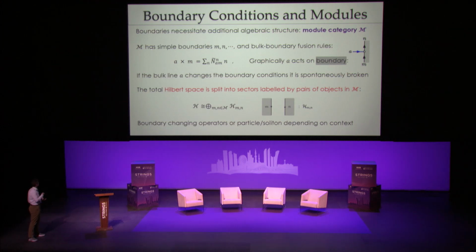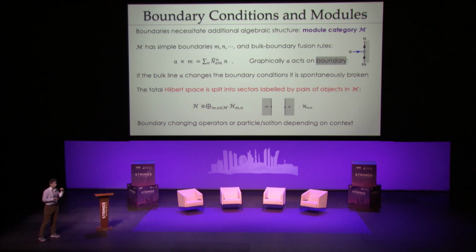So the first pass is that this M is a list of boundary conditions that you have. It's all the possible boundary conditions. We call them little m, little n, etc. And there are bulk boundary fusion rules. So M knows how the bulk symmetries act on these boundary conditions. So here's a diagram, for instance. You have M, here's a boundary, and M is converted into N by the action of a bulk symmetry A. Okay, so that's the data in this module category.